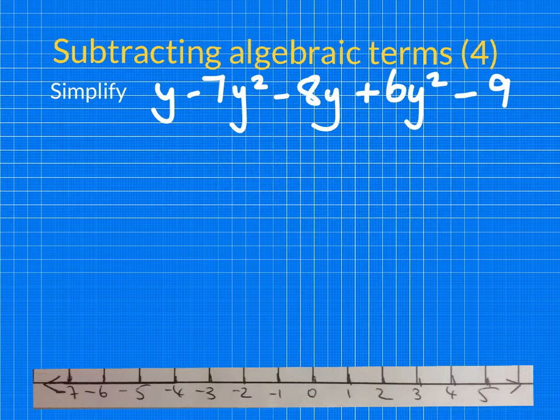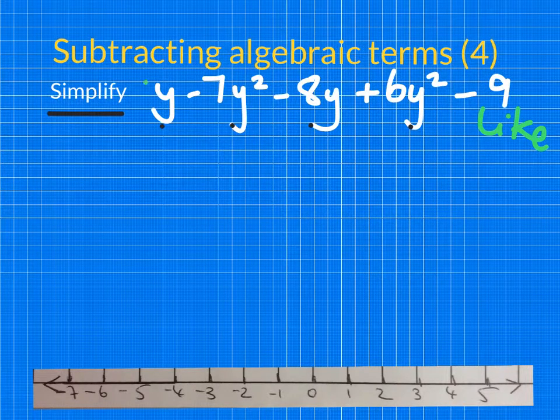Subtracting algebraic terms. We're looking to simplify this algebraic expression. 1, 2, 3, 4, 5. It currently has 6 terms, and maybe we can combine some of the like terms so that we can make it written more simply. We're really going to be looking for those like terms.